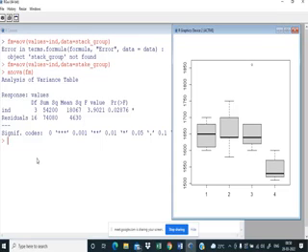Now let us take an example, extend this example a little bit. Do you have any questions related to this?